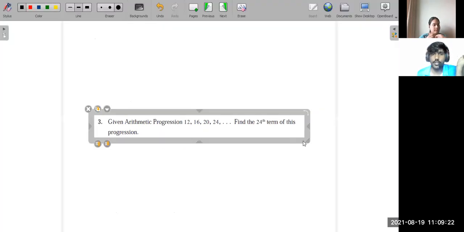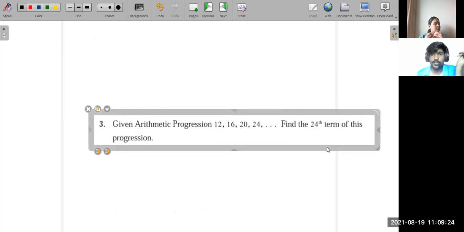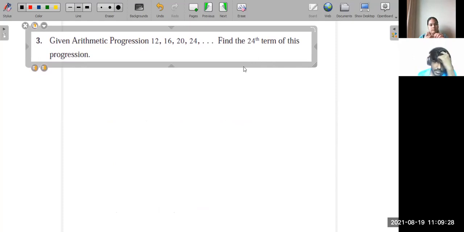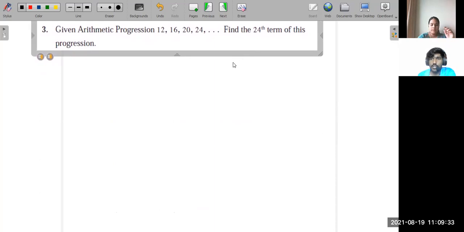Third one. Now here, see, if you read this question carefully, they have said, given arithmetic progression 12, 16, 20, 24, find the 24th term of this progression. So here you just need to use the Nth term formula. Yes, do it right now.